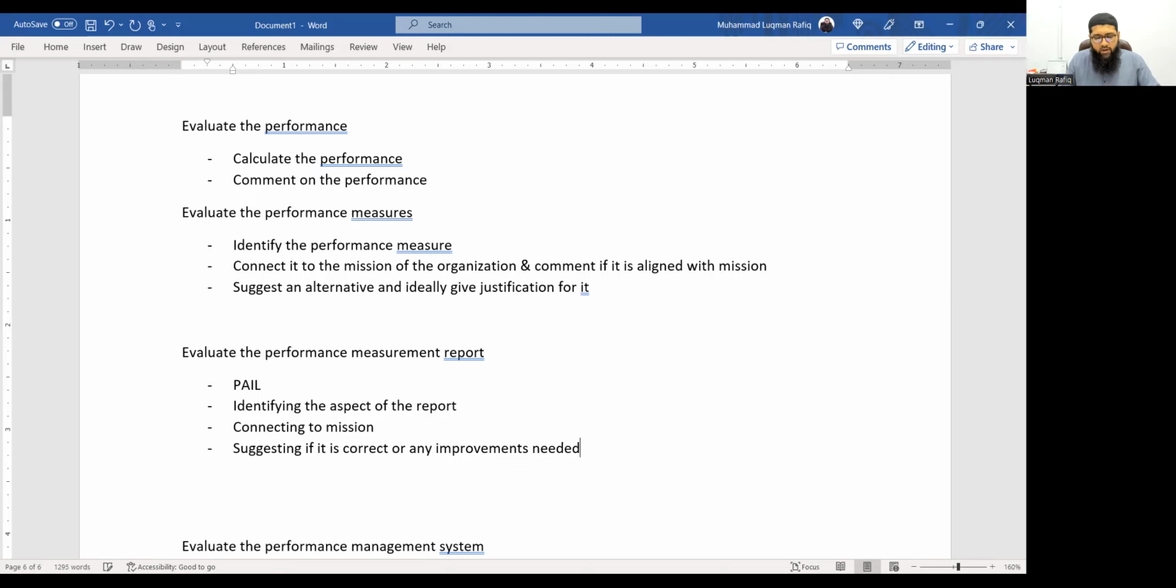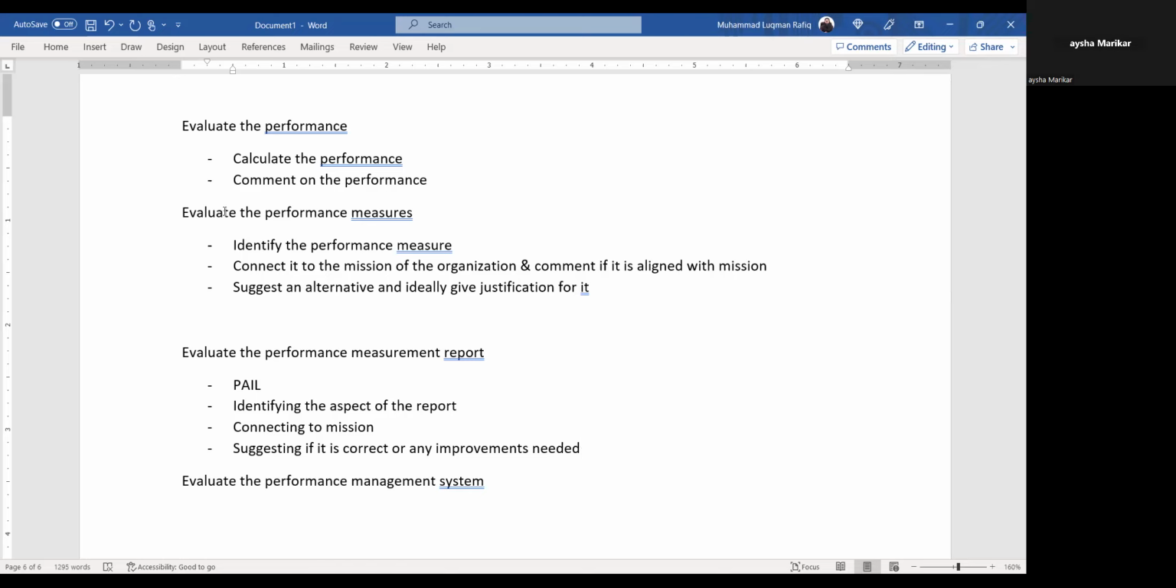So when you talk about the 3-step approach, this is what you're going to do. This is generally what we do with respect to every evaluation question. But only for the case of evaluating the performance, it's a bit different. But generally, this is what we do. You get my point? Yes.